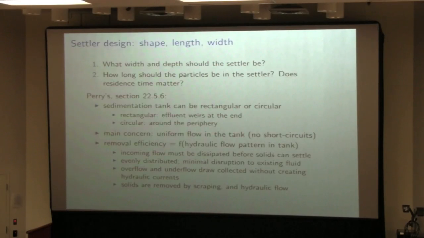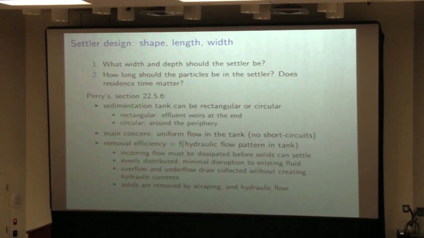So with that in mind, let's take a look at what some of the rules of thumb are regarding the design of these processes, and what the important criteria are and what the important criteria are not. So what we're interested in is maybe what width and depth the settler should have, and the residence time in the settler. So those are the two key issues. The width and depth define the size of the unit, and then the residence time is defined by the volumetric flow rate into the unit. Once the size is fixed, then the volumetric flow rate is the only parameter we have to influence the residence time.